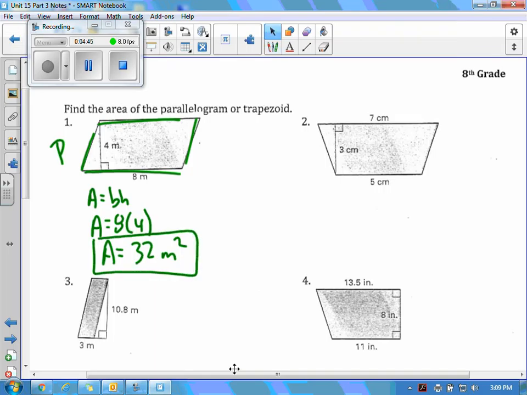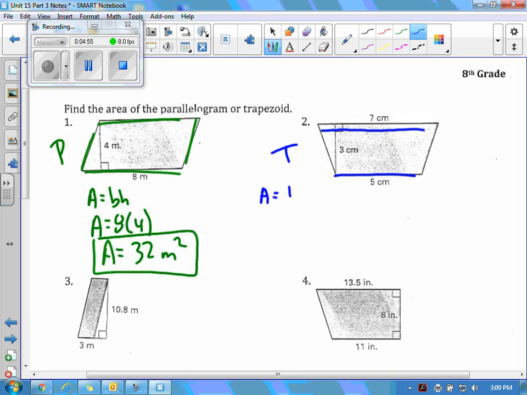Looking at the second one, the top and the bottom are parallel, the left and the right are not, so I'm on the trapezoid. So my formula is going to be 1/2. Add the bases together, multiply by the height. So plugging in our missing part.